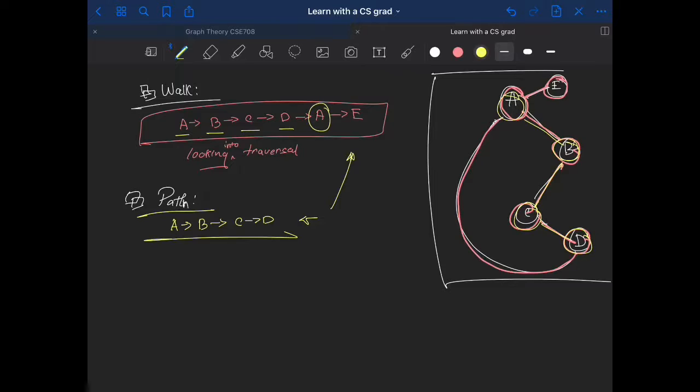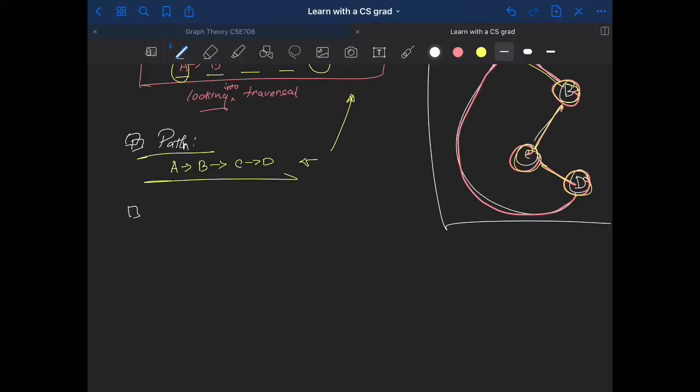However, when we go back to A, we are repeating the same thing. We already went to A, right? We are repeating A again. So in that situation, that becomes a walk rather than a path. But when we do not have any repetition in vertices, that becomes a path. And finally, we have a trail. A trail is a type of walk that doesn't have any edges repeated.